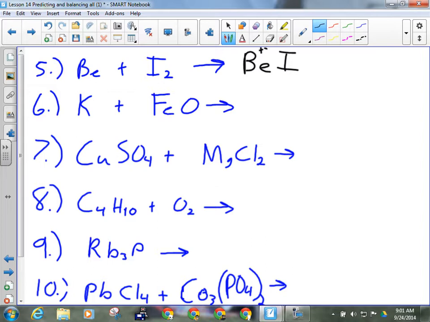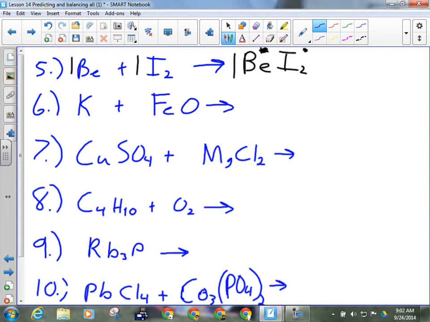Okay, beryllium is a +2, iodine is a -1, so this is going to be BeI2. Right, and then it's balanced. Okay, because there's two iodines on each side, one beryllium on each side. Okay, if it was fill in the blank, they'd all be ones.